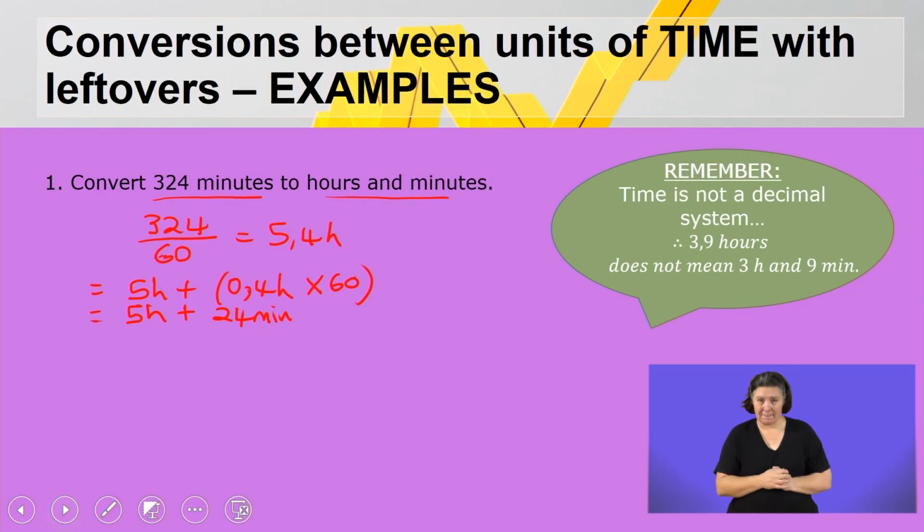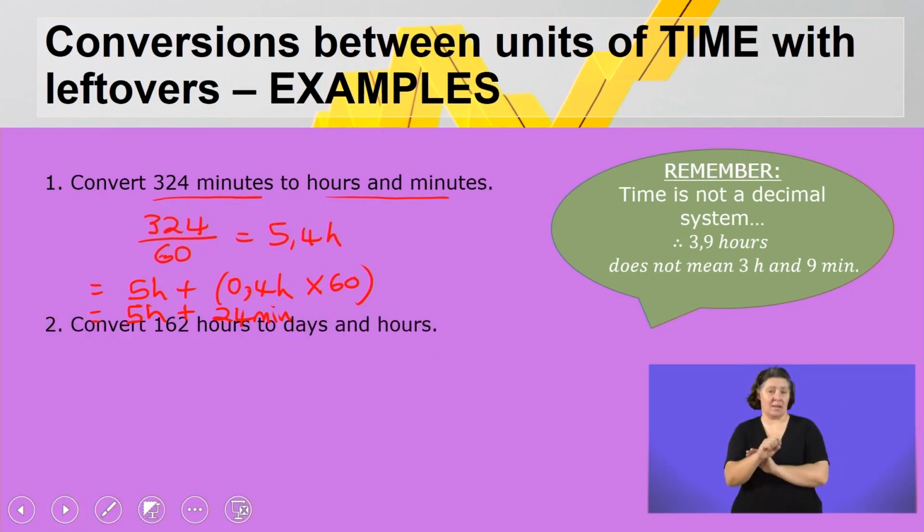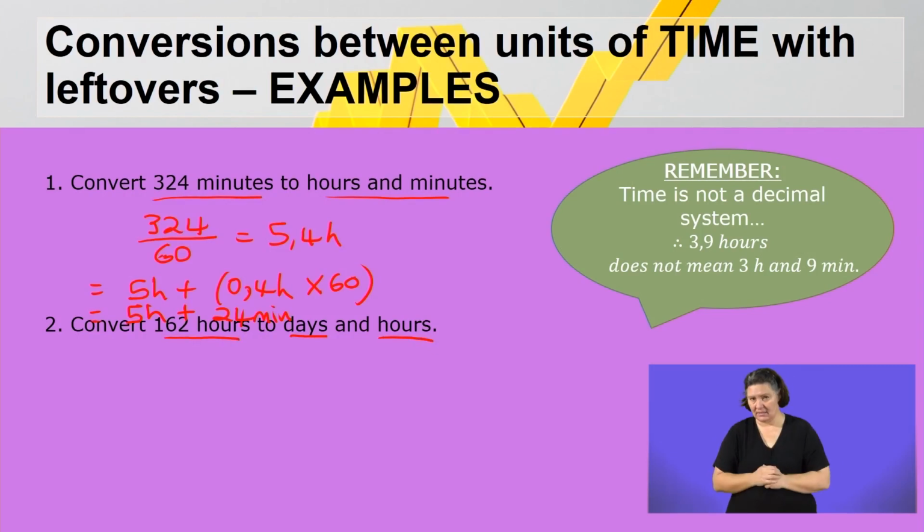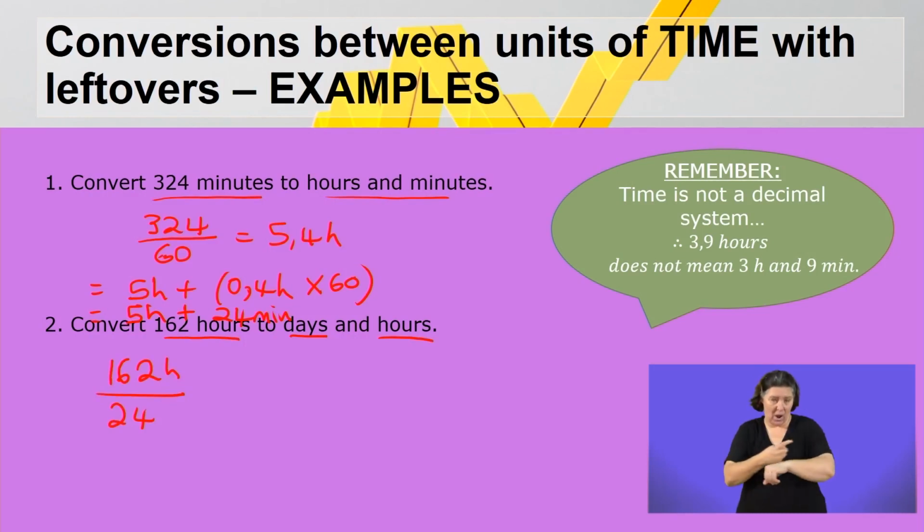Right, let's look at another example here. This time around, now we want to know, we have to convert 162 hours to days and hours. All right, so now we're going to go from hours to days and hours. So what should we do first? I have 162 hours, and I'm going to divide that by 24 hours to go from hours to days, right? 24 hours in one day. So 162 divided by 24. That gives us an answer of 6,75. Right. Now that will be in days.